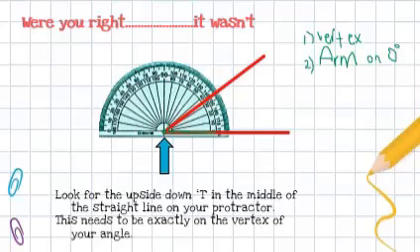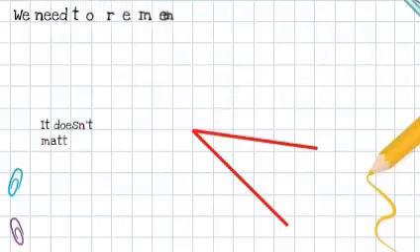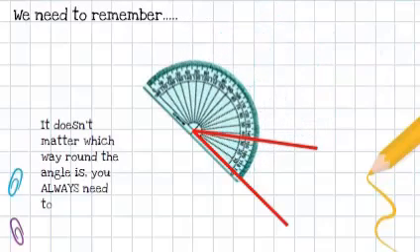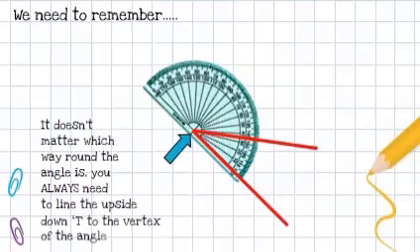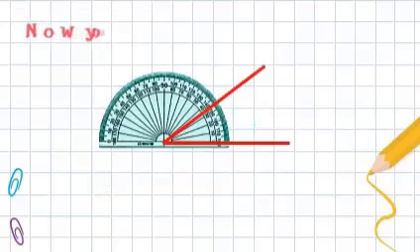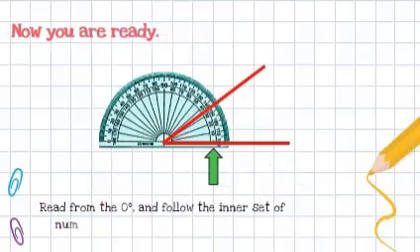How can you measure? It's very easy. Whenever you rotate the angle, it doesn't matter which way around the angle is, you always need to line the upside down T on the vertex of the angle, as you can see. So even if you rotate the angle, you should rotate the protractor as much as needed to put the vertex on the point of the protractor. And now you are ready to measure.